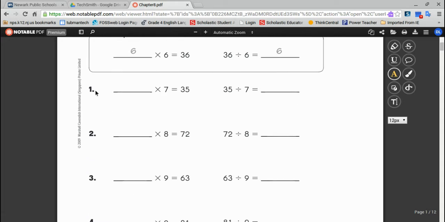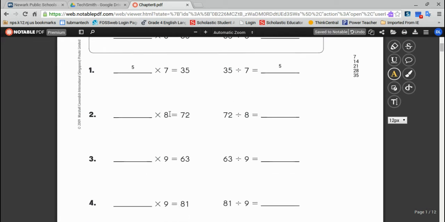So let's look at number 1. Blank times 7 equals 35. So here we need our 7 multiples. I'm going to write our 7 multiples down right now. 7, 14, 21, 28, and 35. So over here we have our 7 multiples up to 35, and we can figure that it's 7 times 1, 7 times 2, 7 times 3, 7 times 4, and here is 7 times 5. 7 times 5 equals 35, or 5 times 7 equals 35. So 35 divided by 7 equals 5. So when you divide, you need your multiples to figure that out.